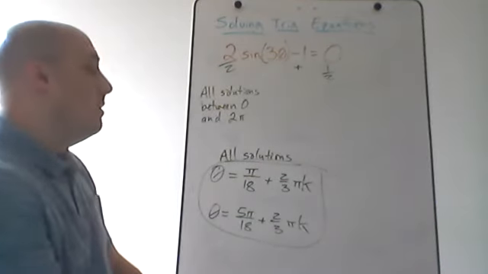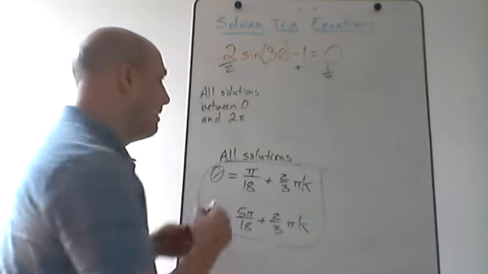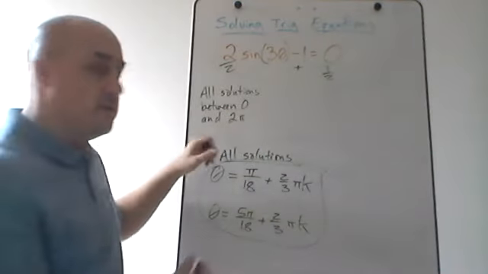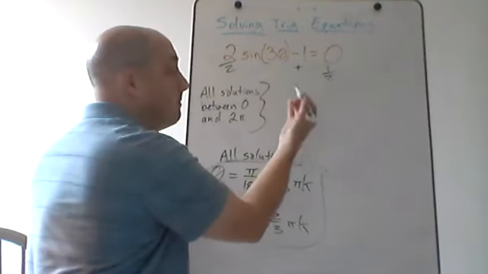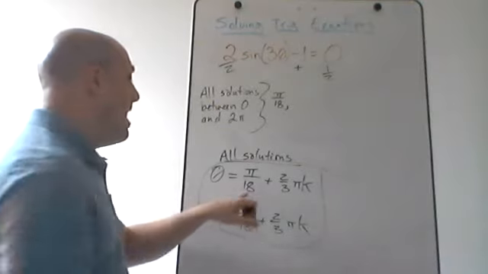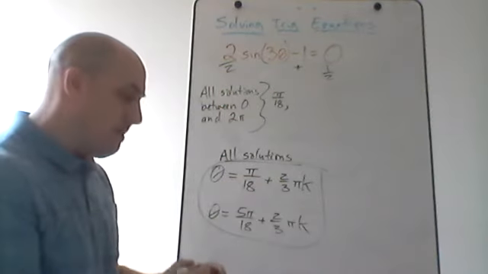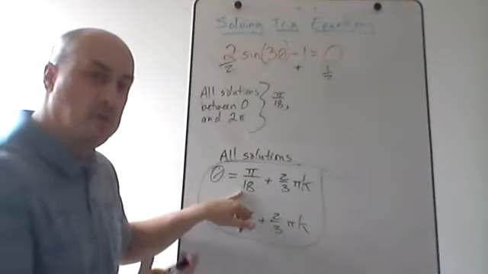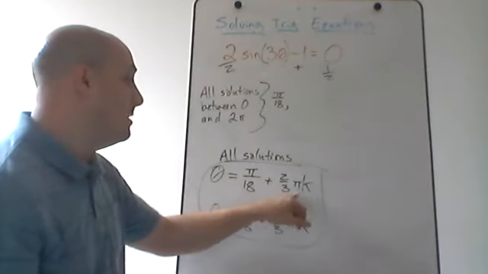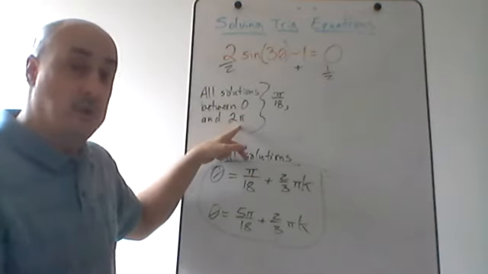All right, so the way I'm going to do that is I'm going to start with my first one here, which is pi over 18. Well, pi over 18, that's between 0 and 2 pi, right? So it's going to be pi over 18, and then I'm going to do pi over 18 plus 2/3 pi. I'm going to start with whatever my original answer was here, and I'm just going to keep adding 2/3 pi to it until I get past 2 pi, and then that's when I stop.